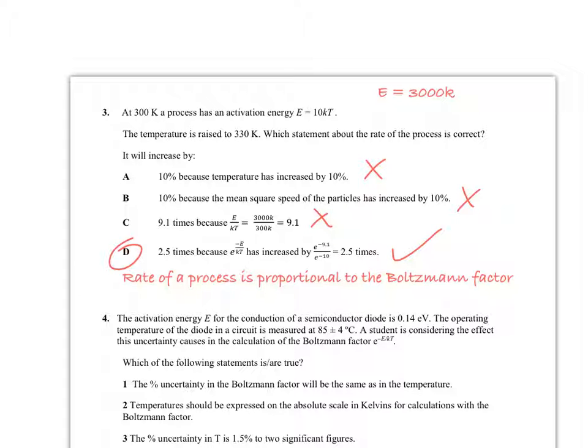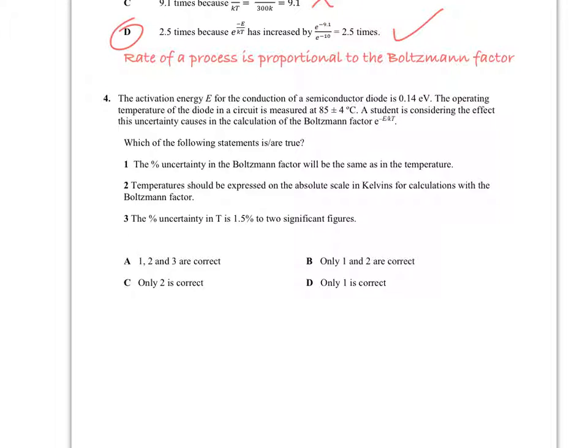Finally, we've got this activation energy E for conduction of a semiconductor diode is 0.14 electron volts. The operating temperature of the diode is measured to be 85 plus or minus 4 degrees C. We're considering the effect of this uncertainty on the calculation of the Boltzmann factor. Which of the following statements is or are true?